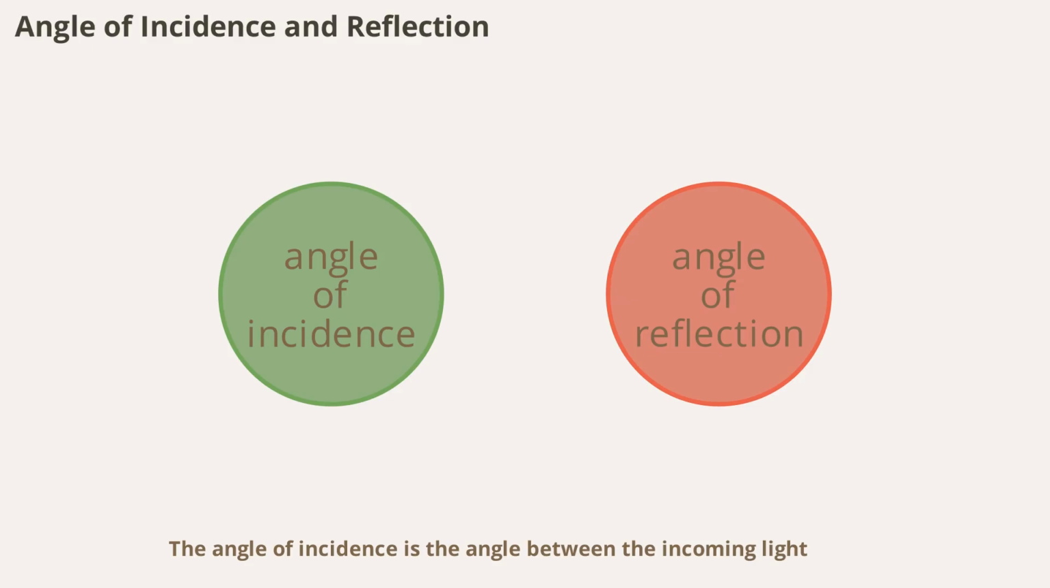Angle of incidence is the angle between the incoming light ray and the normal, an imaginary line perpendicular to the surface. The angle of reflection is the angle between the reflected ray and the normal. According to the law of reflection, these two angles are always equal. This relationship is fundamental in understanding how mirrors work and is the basis for designing many optical devices.